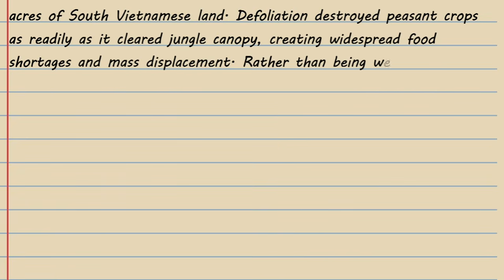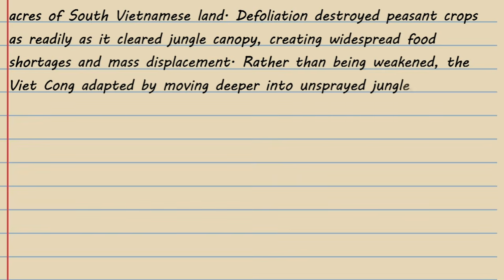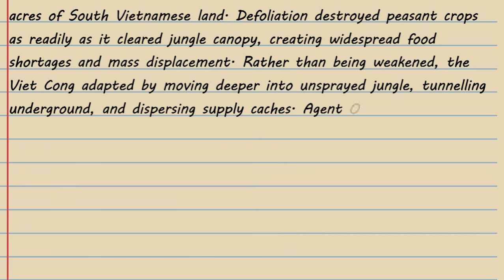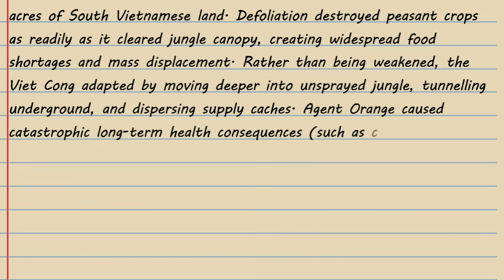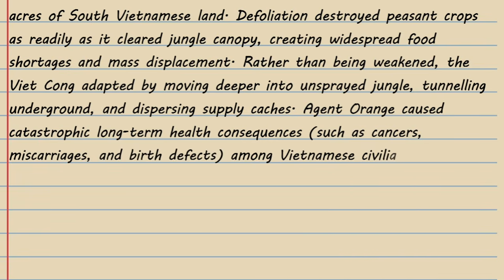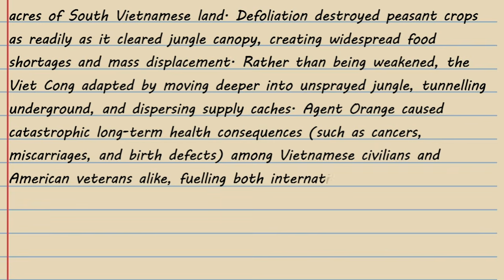Rather than being weakened, the Viet Cong adapted by moving deeper into unsprayed jungle, tunneling underground and dispersing supply caches. Agent Orange caused catastrophic long-term health consequences, such as cancers, miscarriages, and birth defects among Vietnamese civilians and American veterans alike, fueling both international outrage and domestic anti-war protests.